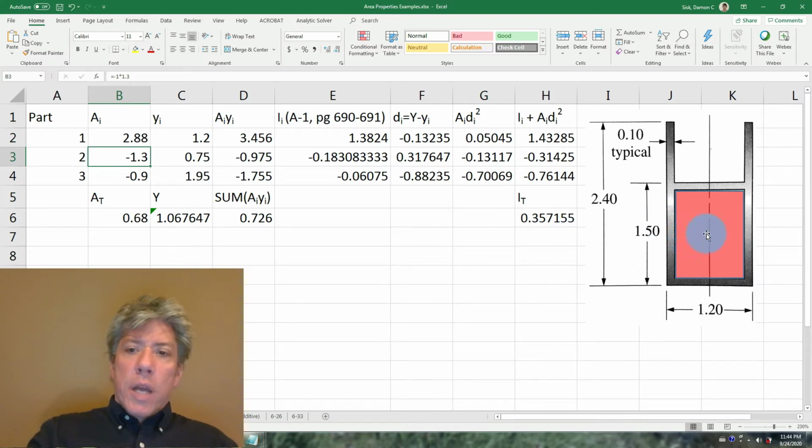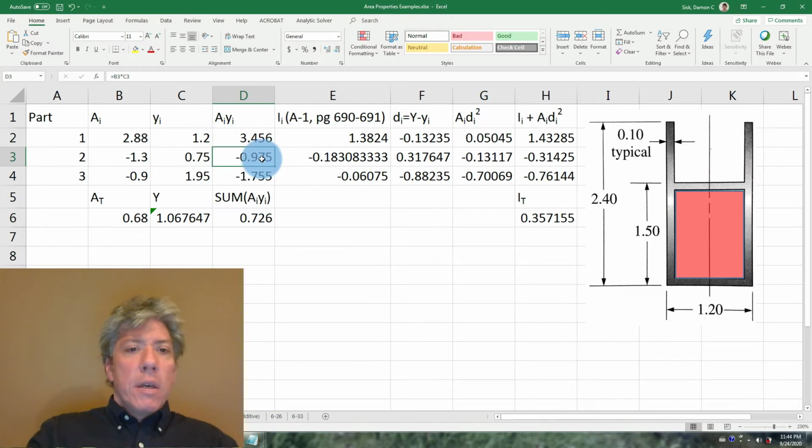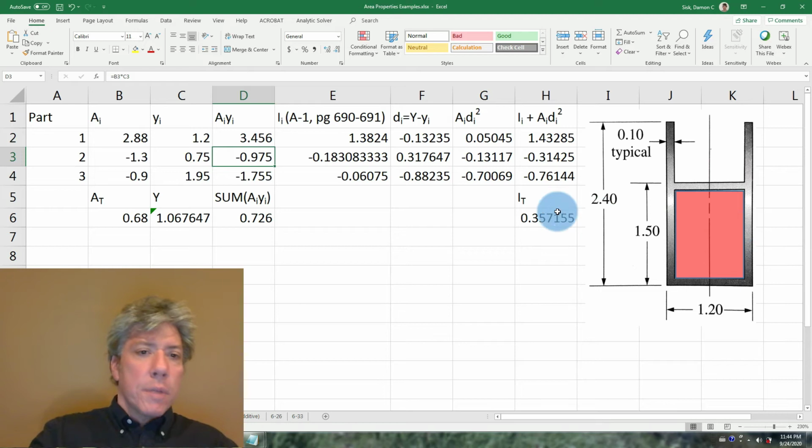The centroid of this shaded area is just up at half of 1.5 inches. That's 3/4 of an inch, or 0.75. And so the AiYi product is just negative 1.3 times 0.75, and it's okay that it's a negative 0.975 because, again, it's taking away from material that would have been pressing down on that side of the scales when we're trying to find our centroid of the overall shape.